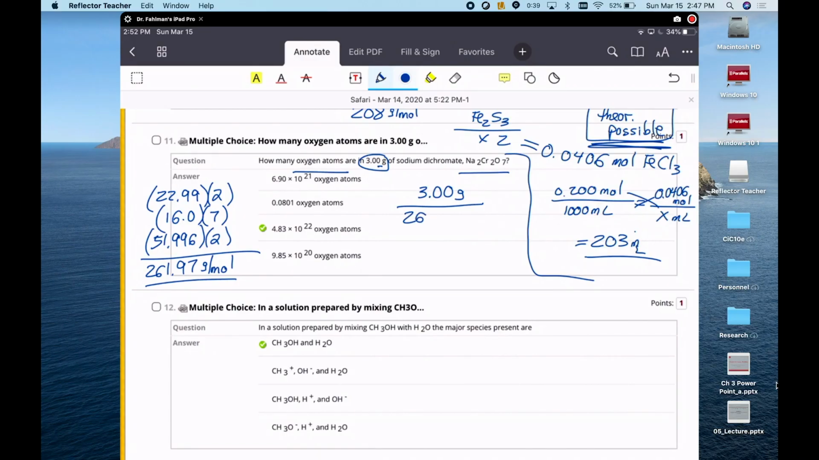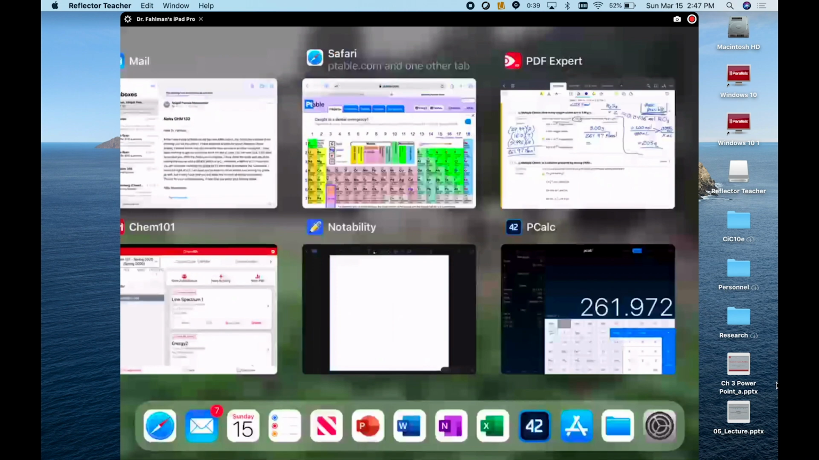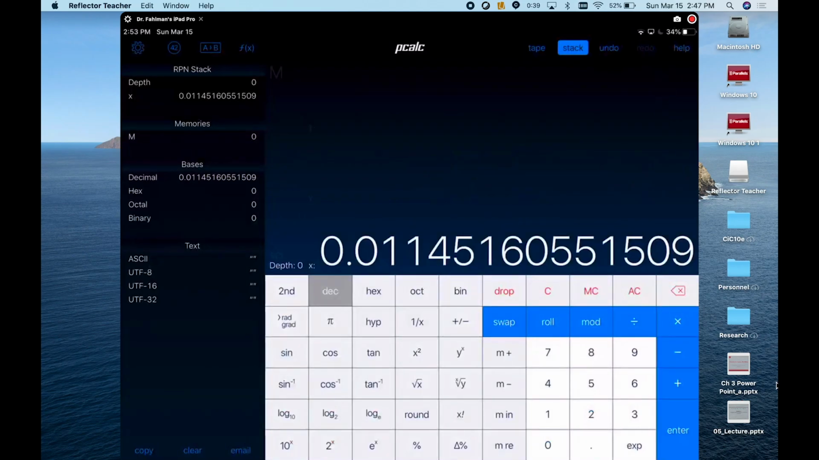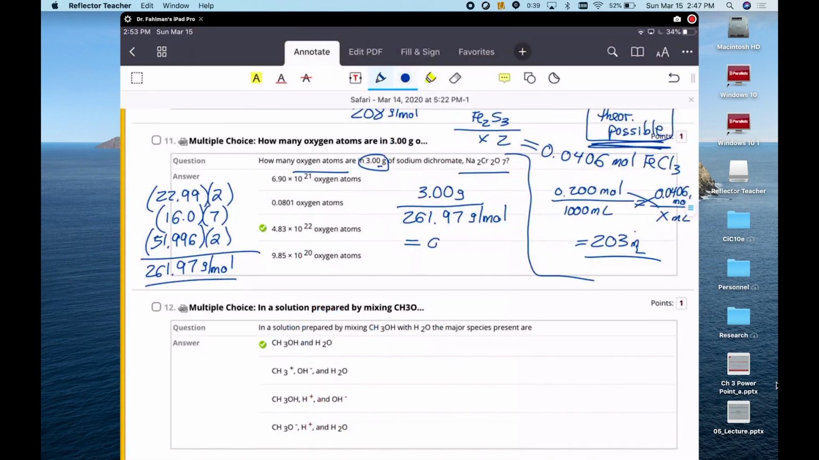Okay, so 261.97. If we do that for moles, we're going to do 3 divided by that, which is 0.0115 moles. Okay, so this is asking how many, so that means Avogadro's number.